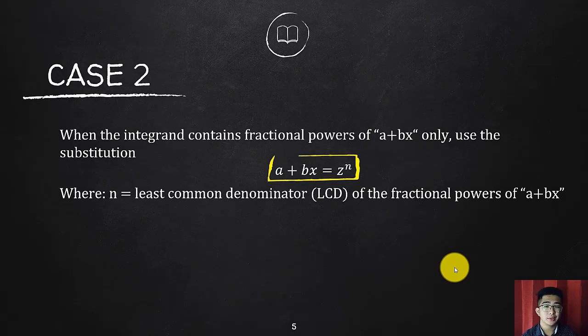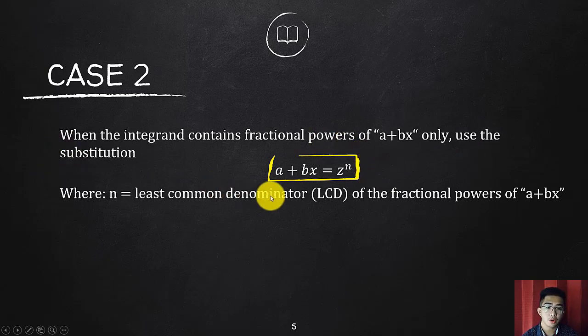When the integrand now contains fractional powers of a plus bx. So case 1 is only fractional powers of x, correct? This time, the fractional powers are observed in a plus bx. What is this? a is a constant, it's a number, correct? b is a coefficient of x, a factor or a number multiplied by x. This is now our base, okay? So this term will contain fractional powers. So the base is now a binomial, no longer x alone, okay?